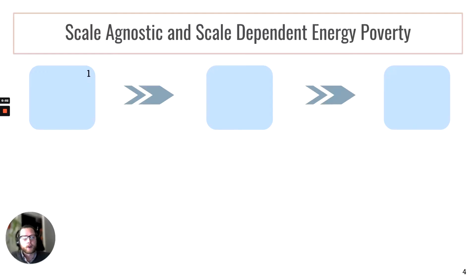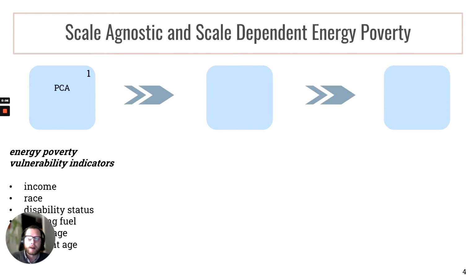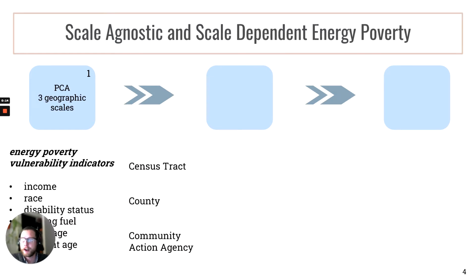The first step of this work was to use a principal components analysis on around 15 different variables in order to reduce the complexity of the data and try to understand where these vulnerabilities might overlap. I did this at 3 geographic scales: a census tract, a county, and a community action agency, which is just a conglomerate of counties, and this is all within North Carolina. For census tracts, there are about 2,000 of them. In counties, there are exactly 100 in North Carolina, and then 33 community action agencies.